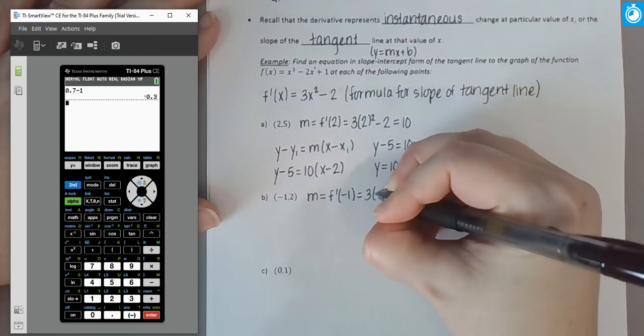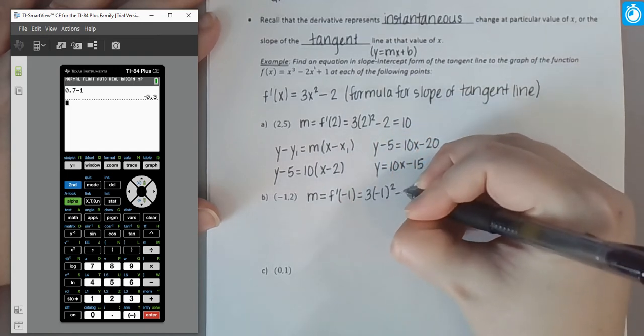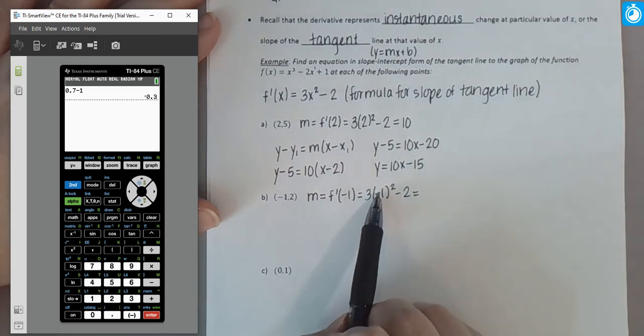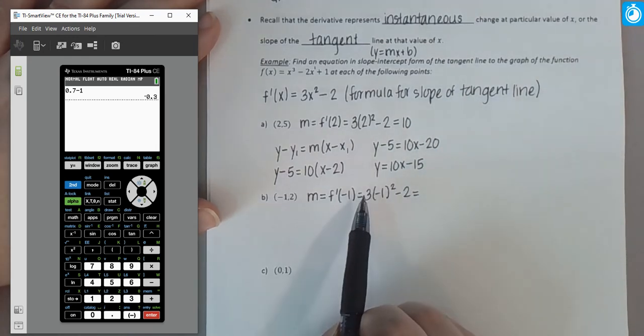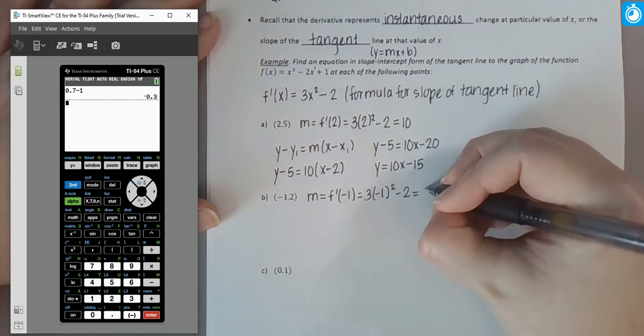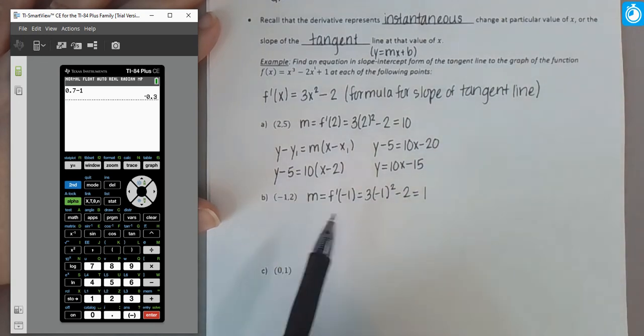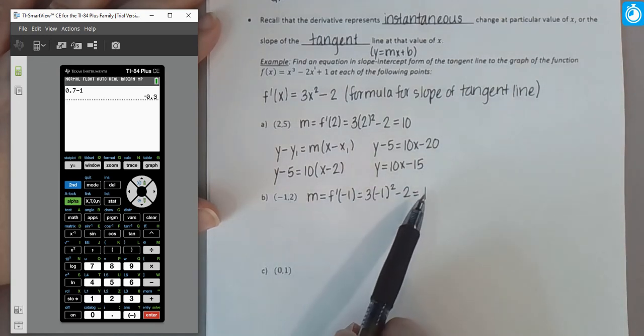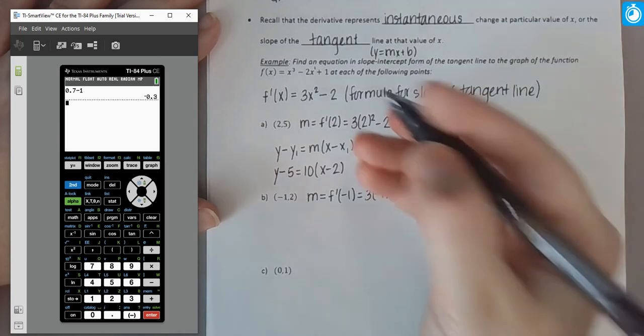So that's going to be 3 times negative 1 squared minus 2. Okay, negative 1 squared is 1. 1 times 3 is 3. 3 minus 2 is 1. So at this particular location, the tangent line would have a slope of positive 1.